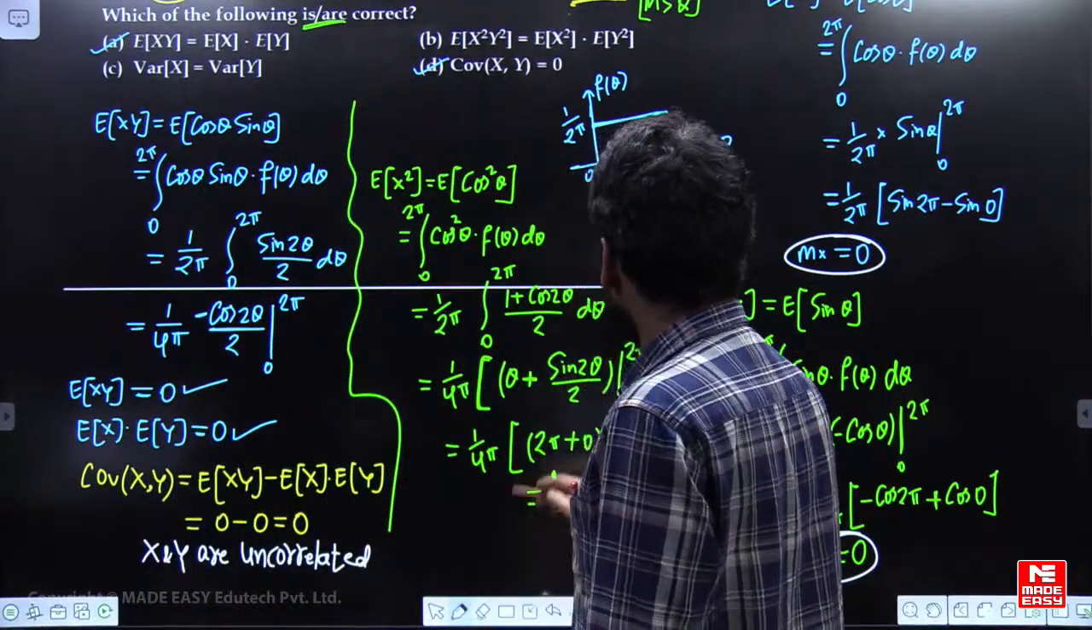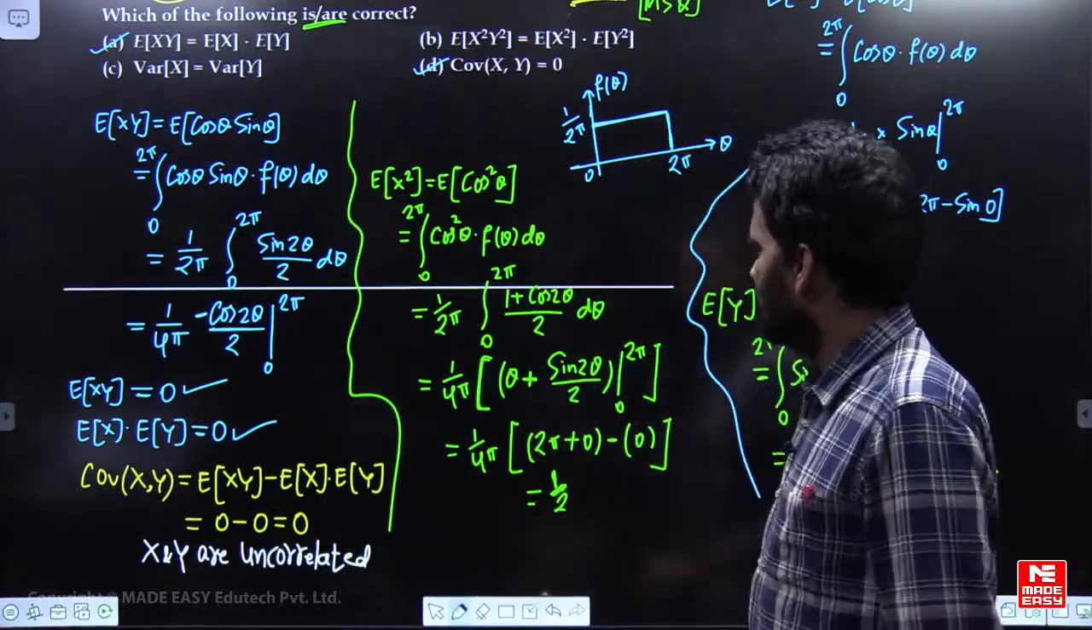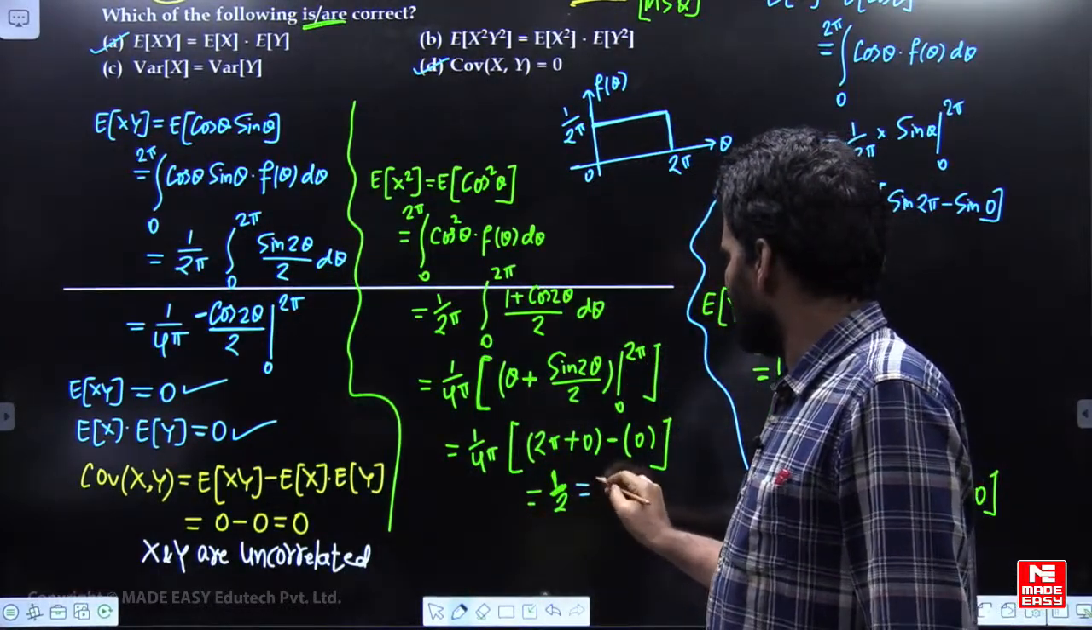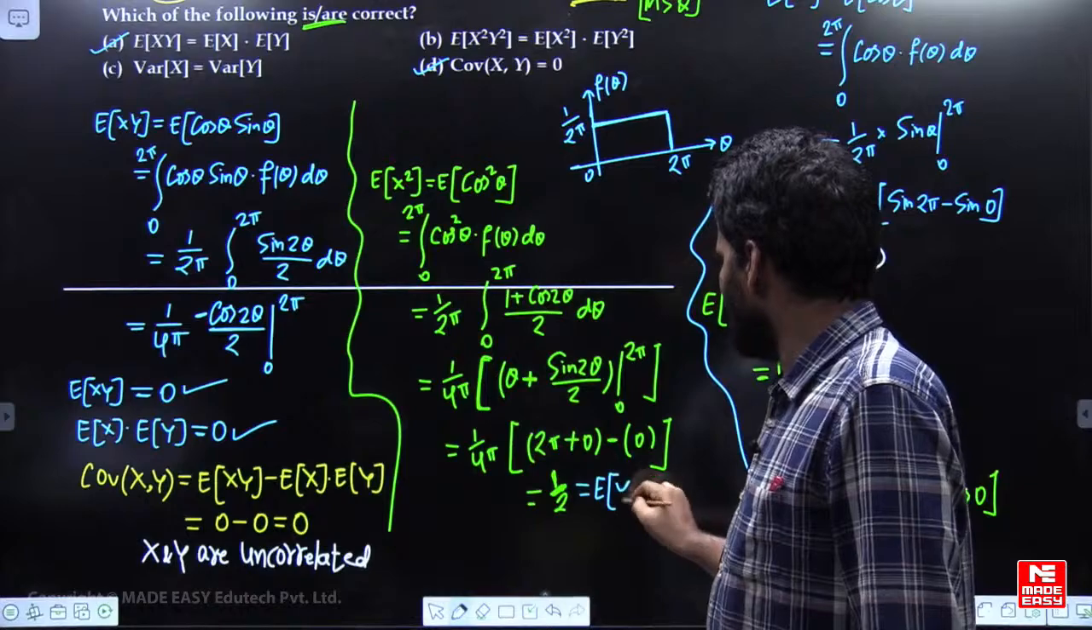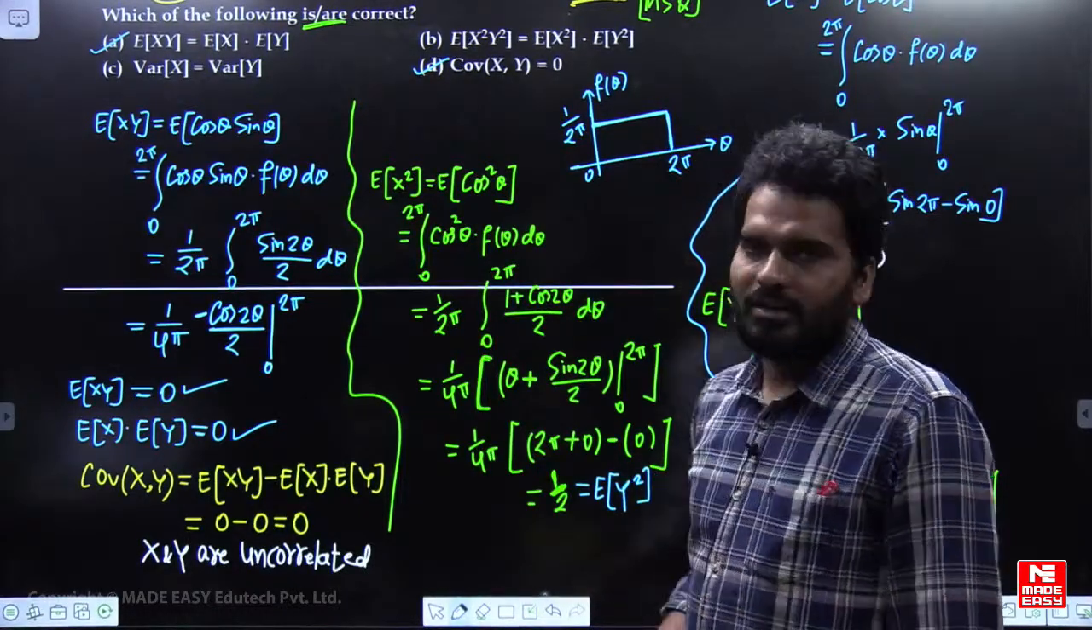Similarly, you can try for expectation of y square. You will get the same 1 by 2. You can try it later.